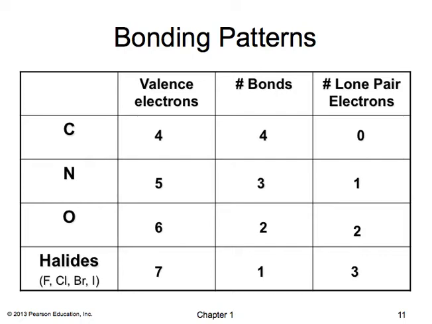Now, in terms of bonding patterns, if we look at the most common elements used in organic chemistry: carbon, nitrogen, oxygen, halides. Carbon has 4 valence electrons. As a result, it can make 4 bonds, and it doesn't have any lone pairs. Nitrogen, by contrast, has 5 valence electrons, allowing 3 of them to form bonds with 1 lone pair. Oxygen has 6, allowing for 2 bonds and 2 lone pairs, and then in the case of halides, there are 7, which allows only for 1 bond with the 3 remainder as lone pairs.